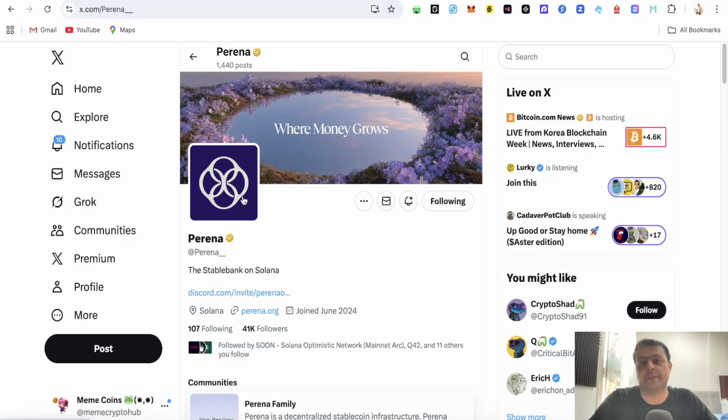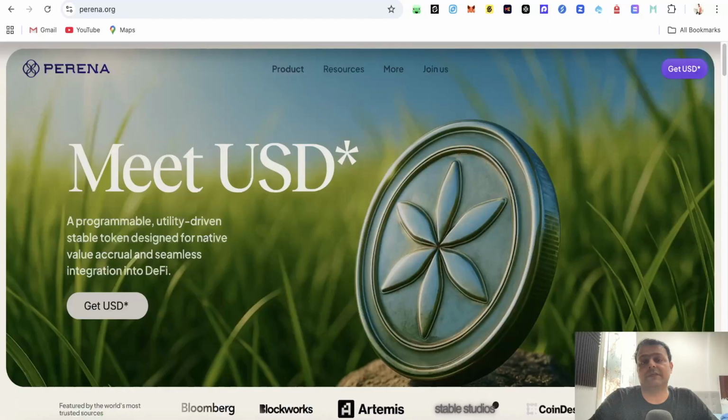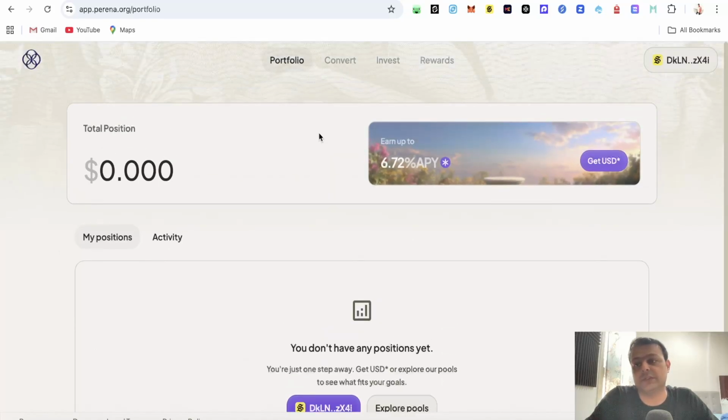You may never know. So, all you have to do is visit their website over here and click on Get USD. So, let me show you the actual app. Now, the first thing that you will need to do is connect your Solana wallet. Now you can use my referral code as it really supports my channel and you might get some additional benefits for Perena.